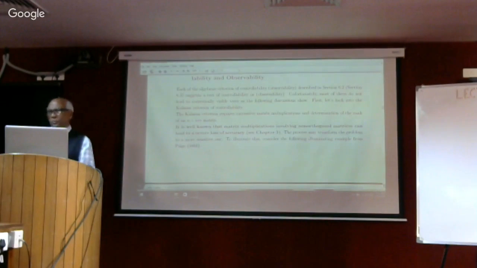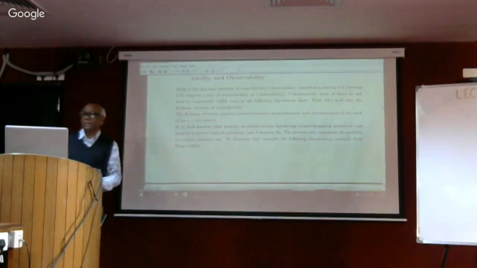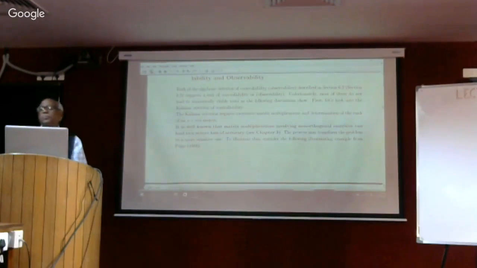And as I said before, though it seems that matrix multiplication is a trivial computational task, it is not. When multiplying two matrices, if one of them happens to be non-orthogonal, there is a possibility that you will incur a huge amount of round-off errors. And that will cause instability in the computation.